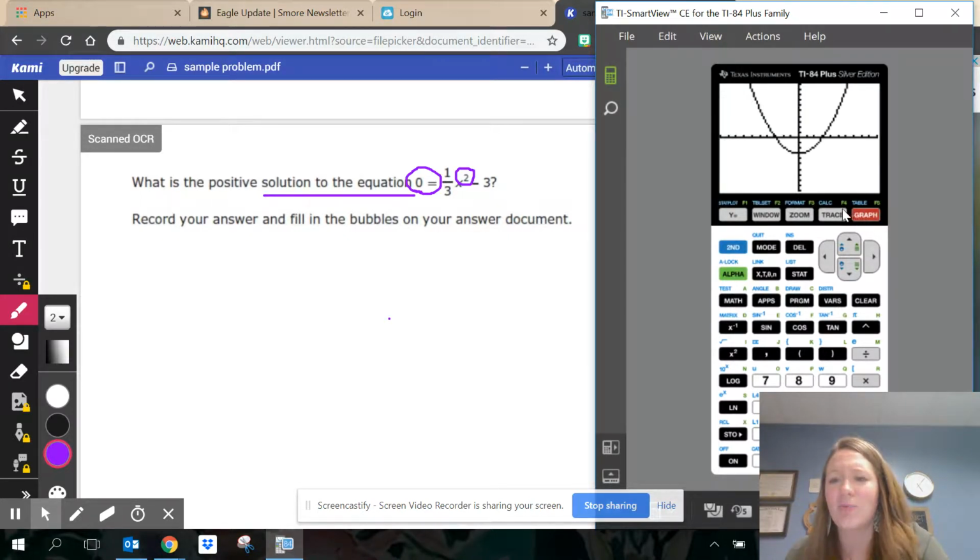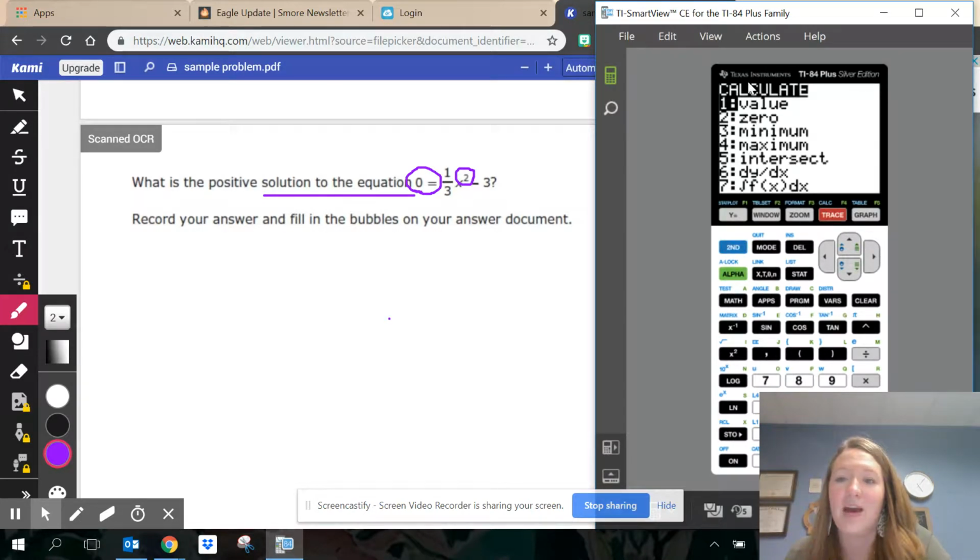Press graph. Oh, that's so pretty. That turned out really nice. Okay, now I'm going to find the zeros of this graph to find the solutions. It's right here where my parabola hits my x-axis, where y is 0. That is what I'm looking for. So if I hit second trace, that takes me to my calc menu, and I can calculate the zeros here in 2.